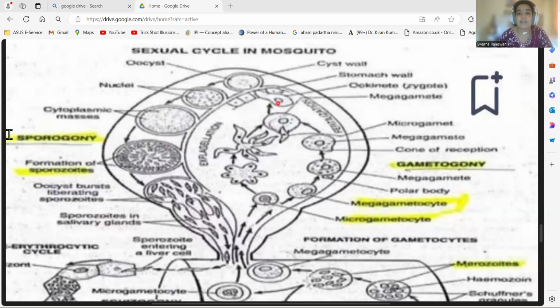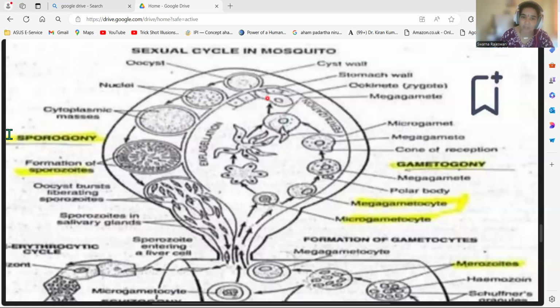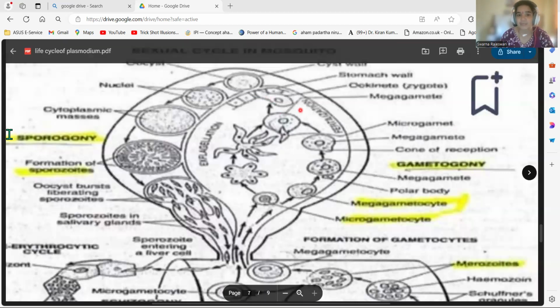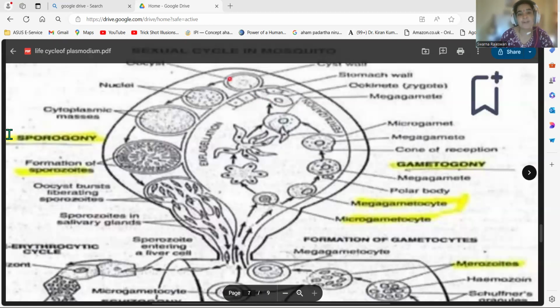Now this zygote develops a small projection like thing which we are calling that structure as ookinite. Okay, so this zygote is developing a small structure which helps in piercing the wall of the mosquito and coming onto the top of the crop wall. Crop means stomach of the mosquito, and we call that structure as ookinite. Now this ookinite is piercing the crop wall and coming and sitting on the top of the crop, means it is coming onto the wall of the stomach of the mosquito.